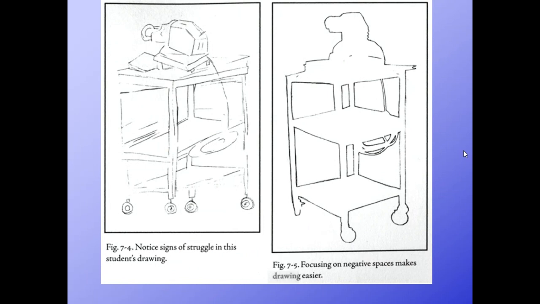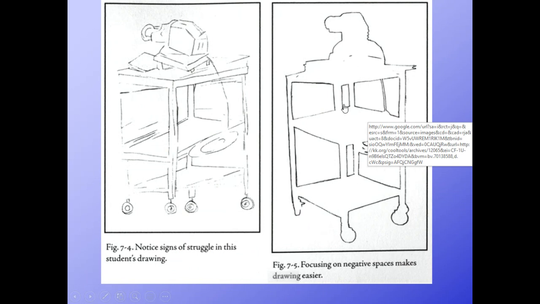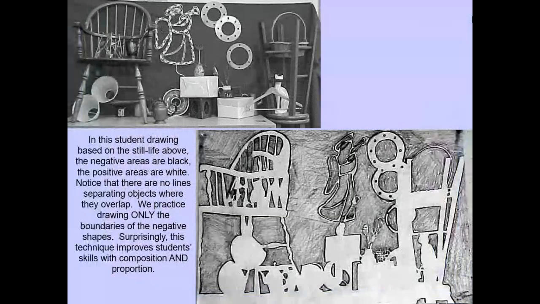case by asking the artist not to draw the outlines of the objects, but to draw the outlines of the holes that they see in between the solid things. We call this a positive negative drawing, and by drawing the negative shapes, we often can get much better at our accuracy and our proportion.